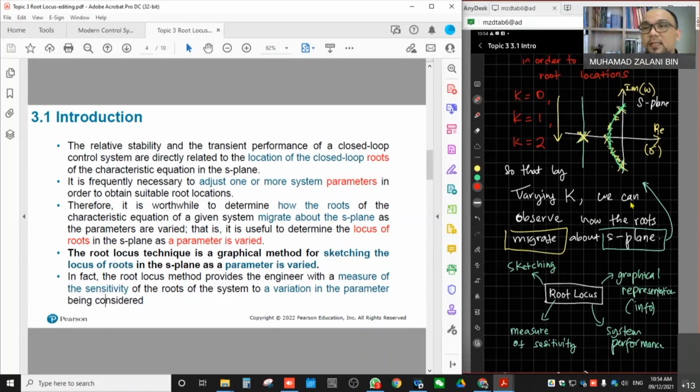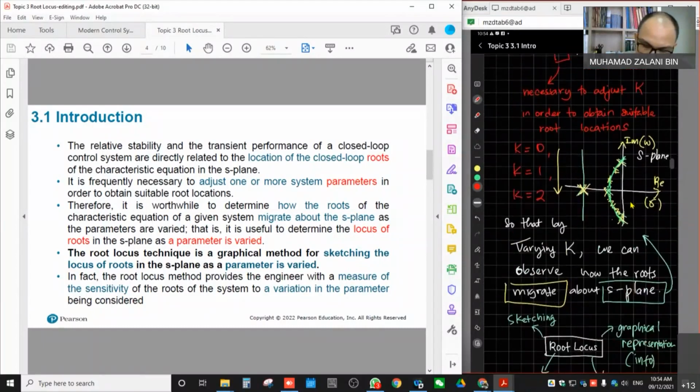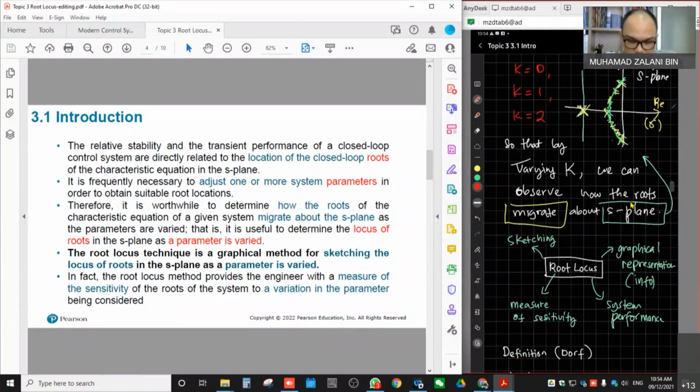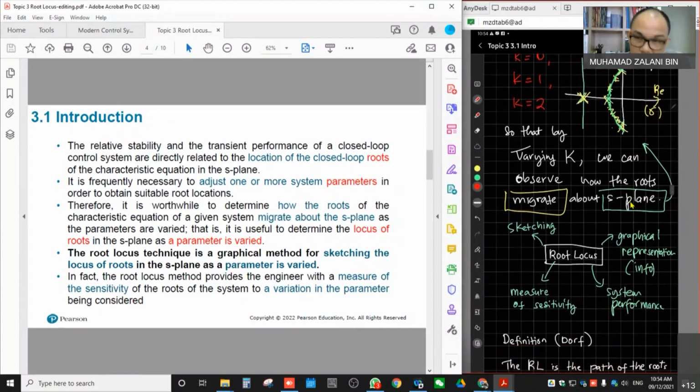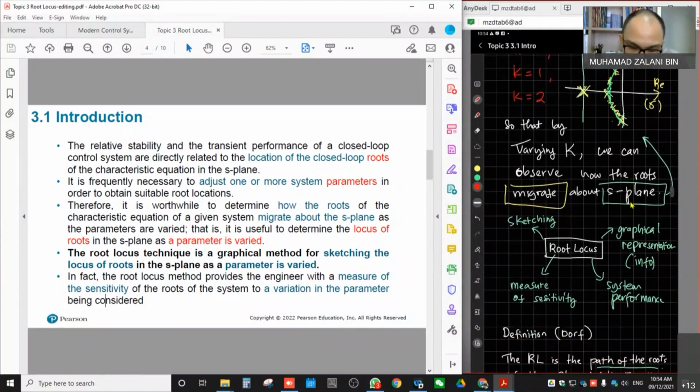But when we do manual sketching, I hope you can find some time to exercise yourselves doing the manual sketching of the root locus by hand, so that we can understand further the concept of plotting the root locus. Okay.